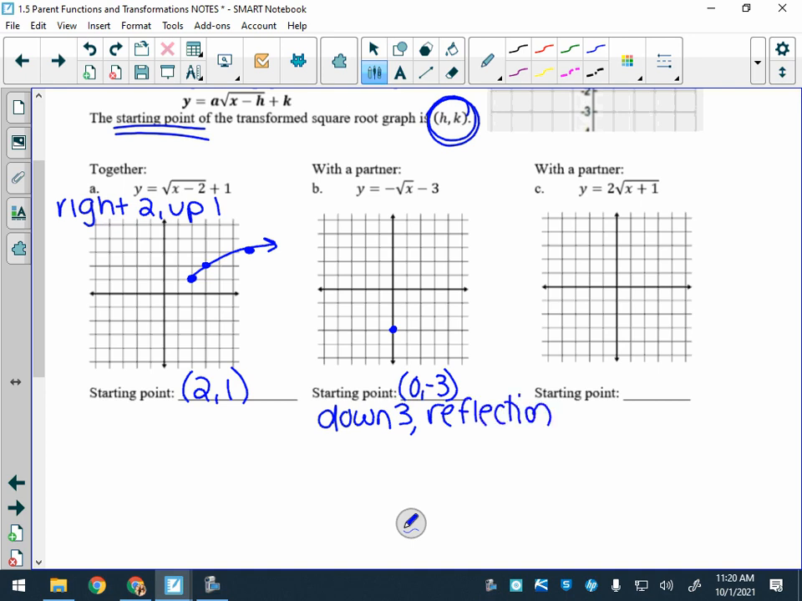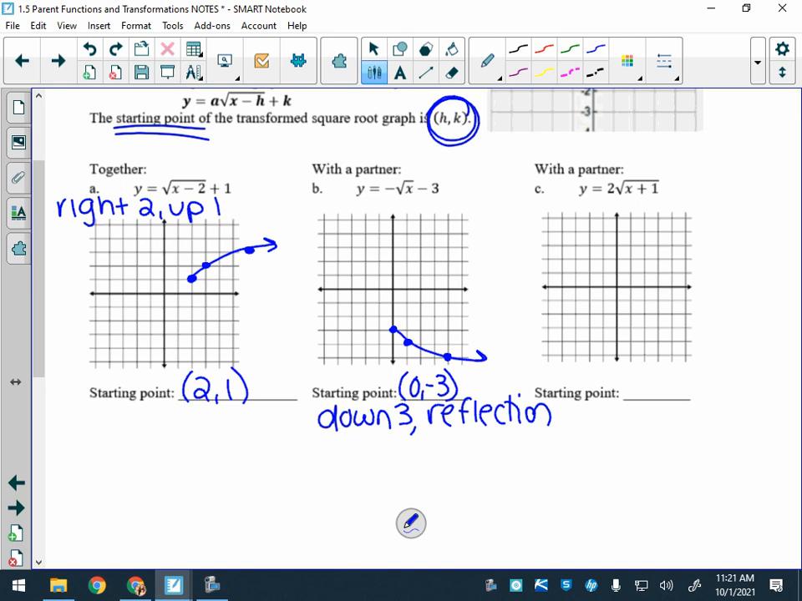Okay, so instead of from my starting point, I'm not going to go up 1. So for example, if I plug in 1, what's the square root of 1? Times negative 1? Minus 3? Negative 4. And then if I keep going, if I plug in 4, what's the square root of 4? 2 times negative 1? Minus 3? Negative 5. Okay, how many of you got that graph?